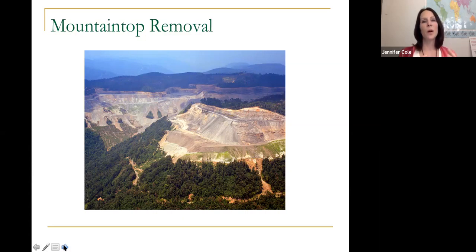Mountains are also the headwaters for streams that serve as valuable water resources, groundwater and surface water resources. And so this is bad. We remove it.